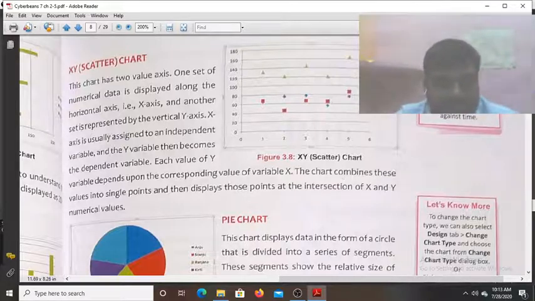The chart combines these values into a single point and then displays those points at the intersection of the x and y numerical values. Means all these are the points as you plot the graph for the x-axis and y-axis, x values and y values. See here the plots are given. Okay, so the marks are represented by student 1, 2, 3, 4. See, the marks are given here.